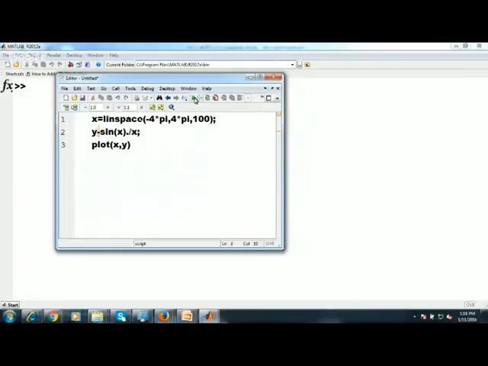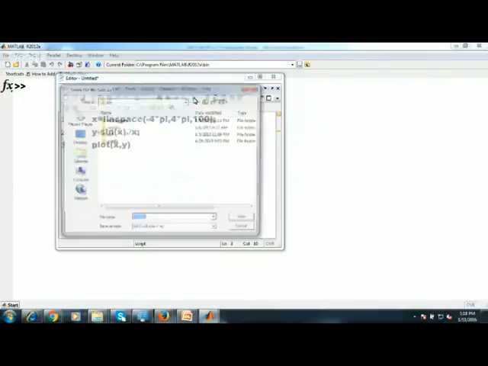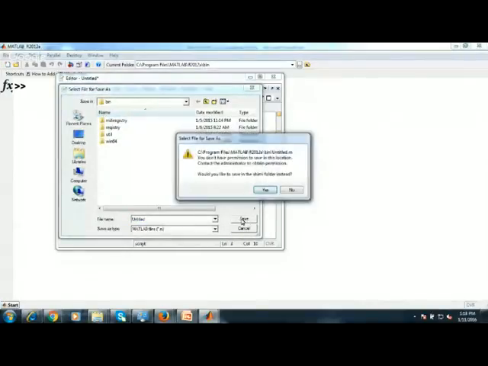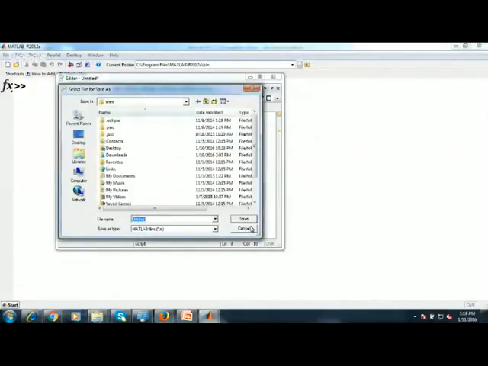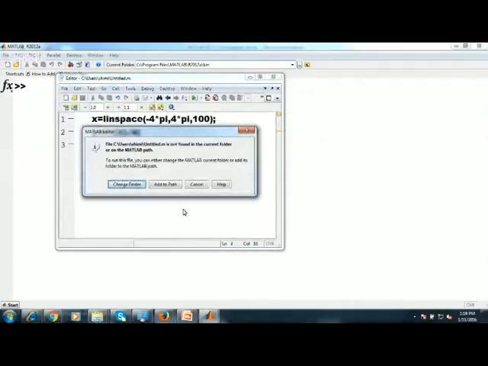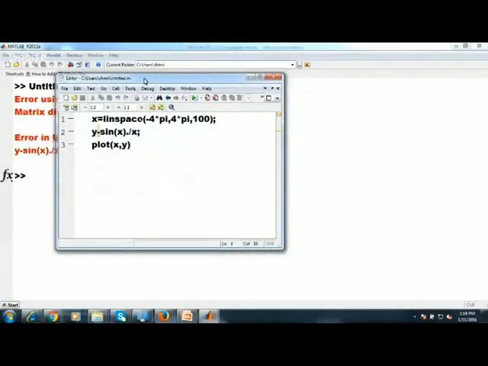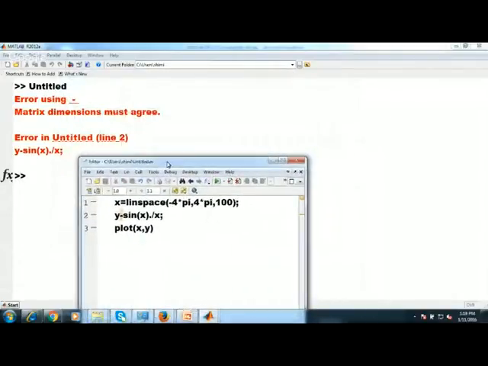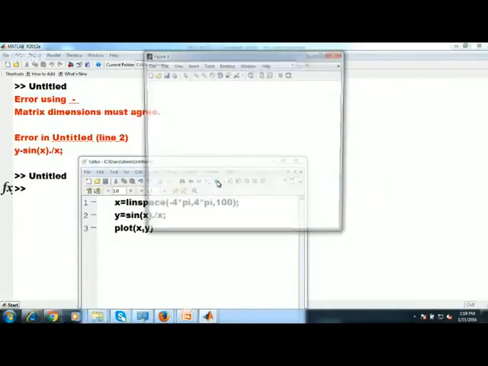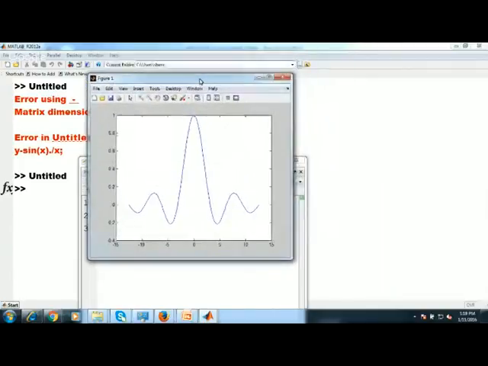Okay. Now to run this, there is a run command tool here, or you have to do F5. F5 command से भी ये हो जाएगा. I'm going to run this. Now while running, I have to save it. Okay. See, you have got the plot.